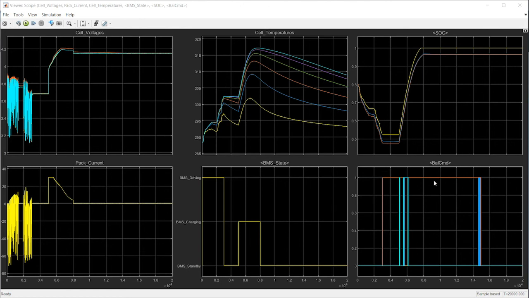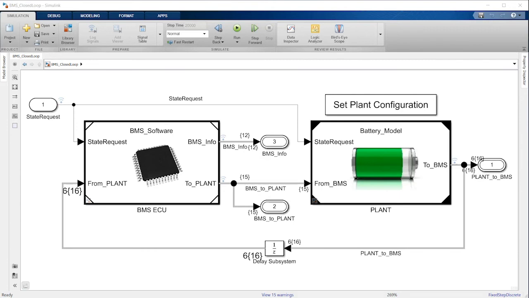In summary, we've utilized Simulink, Stateflow, Simscape, and control system toolboxes to design a battery management system using modeling and simulation.